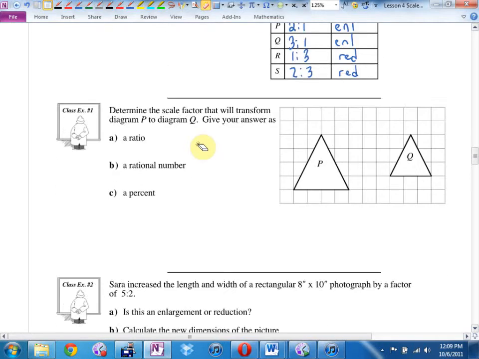All right. Here we go. We're almost done the lesson. It's a short one today. It says, determine the scale factor that will transform diagram P to diagram Q and give your answer as a ratio.